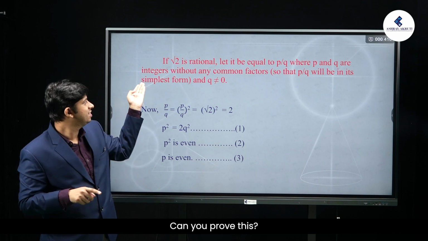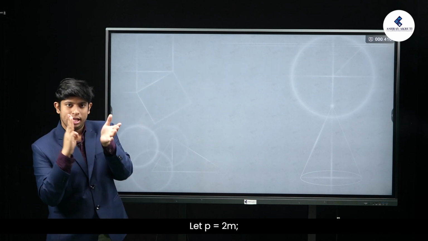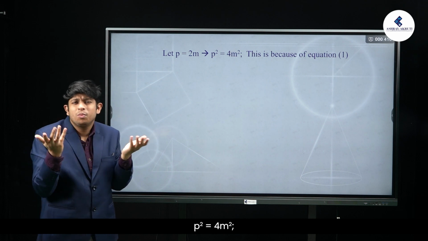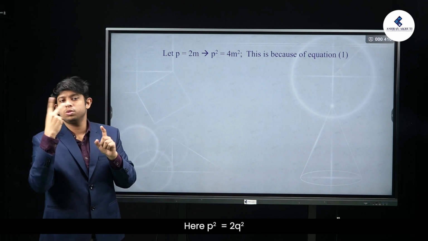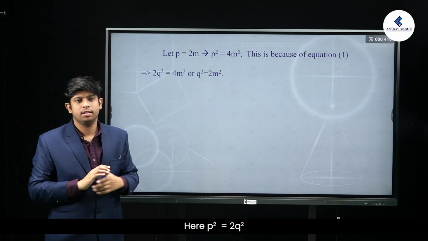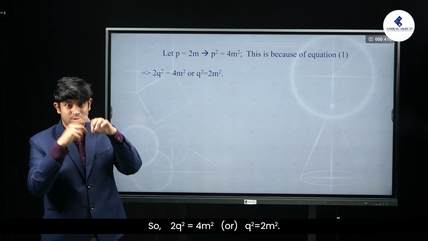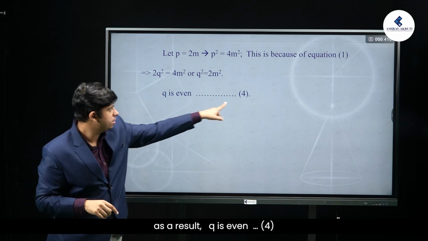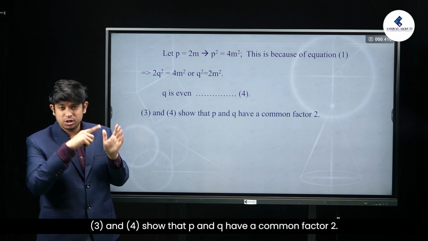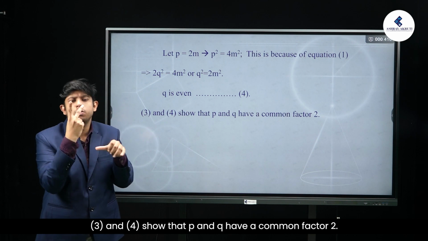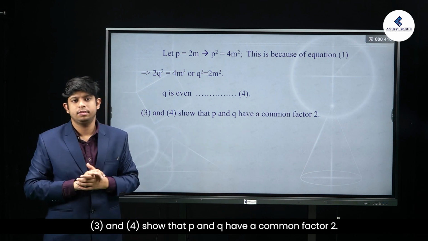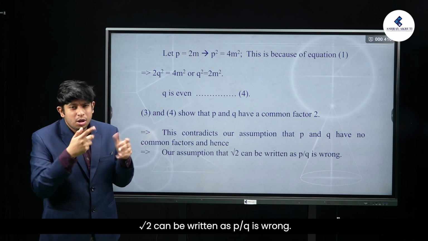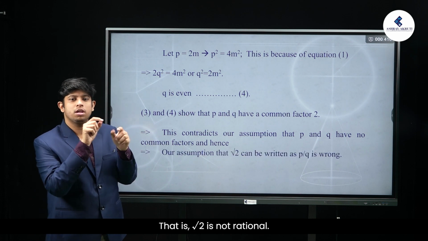Can you prove this? Let p equal to 2m, p square equal to 4m square. This is because of equation 1. Here p square is equal to 2q square. So 2q square is equal to 4m square, or q square is equal to 2m square. As a result, q is even as equation 4. 3 and 4 show that p and q have a common factor 2. This contradicts our assumption that p and q have no common factors, and hence our assumption that root 2 can be written as p by q is wrong. That is, root 2 is not rational.